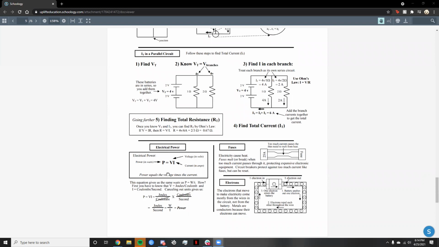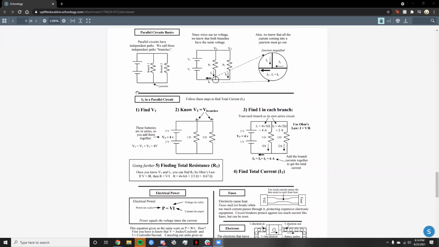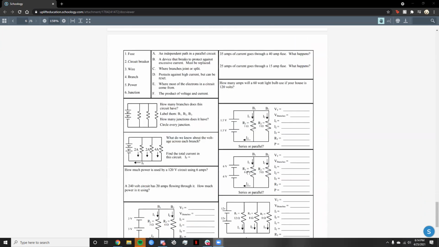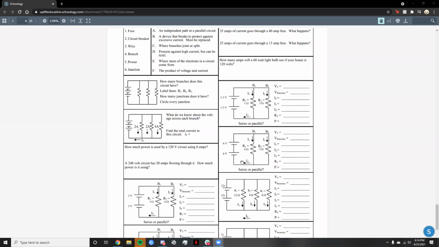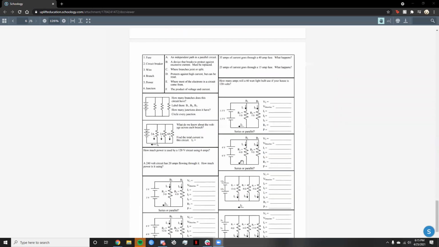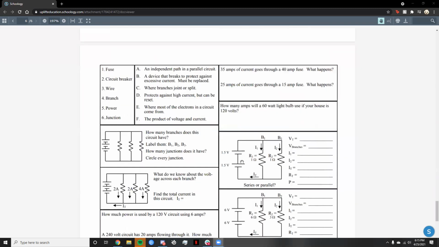This we didn't learn, so you might want to look at this area: fuses and electrons and electrical power. We didn't learn that. This is also really helpful. I feel like this is a really helpful sheet that she uses. So we're just gonna zoom in and do this real quick.